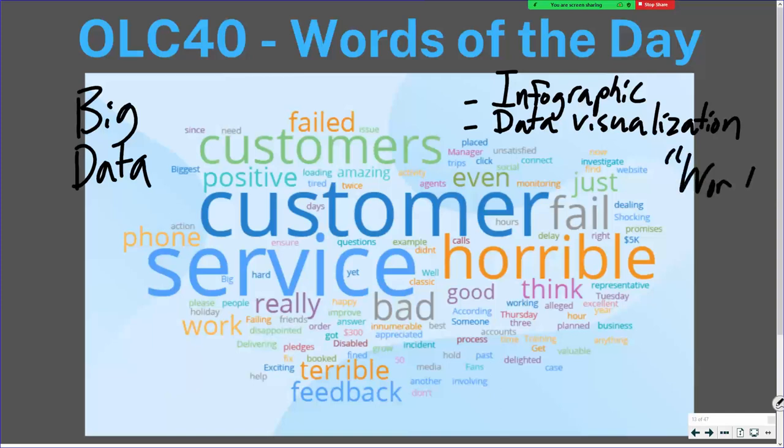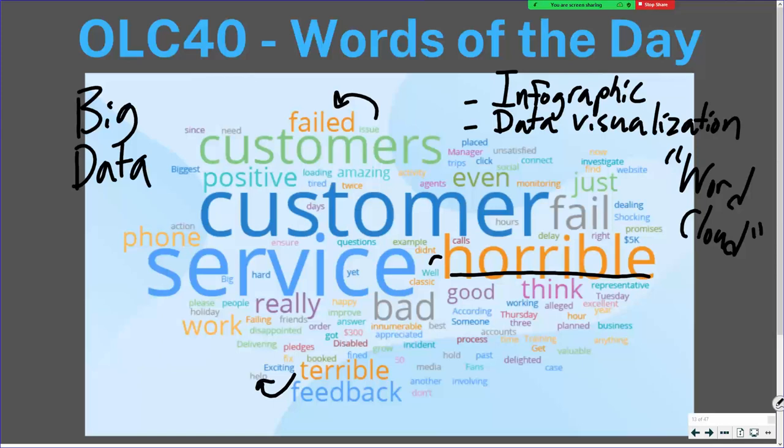So what you're looking at here, they call this a word cloud. And it's similar to the infographic I put up earlier about the most used emoticons in the English language. In this one, the bigger the word is, the more often it's used, right? So the bigger the word, the more times that word has come up. Issue comes up a lot less than the word failed. Horrible comes up a lot more than the word well. So you can see the difference between those two. Terrible comes up a lot more than help.